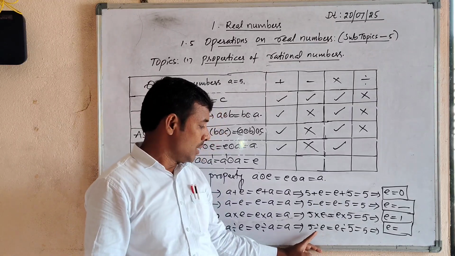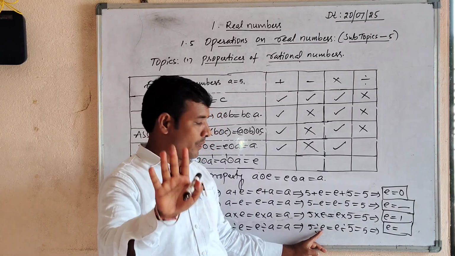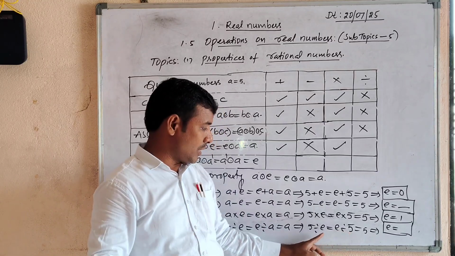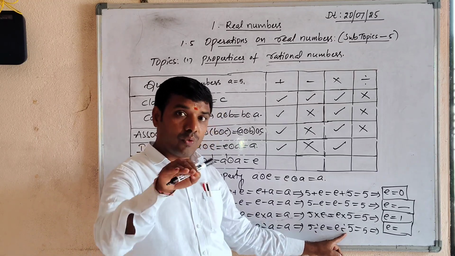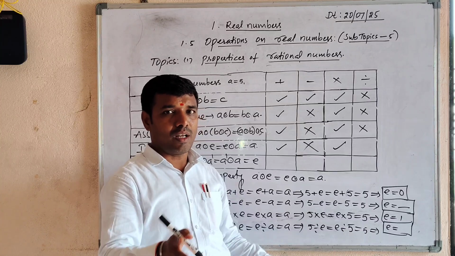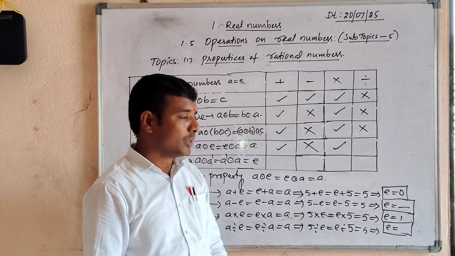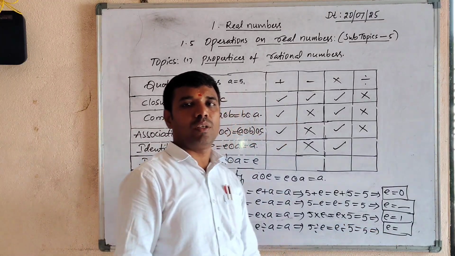Friends, let us see. 5 divided by 1 is 5. 1 divided by 5 is 1 by 5. Left side is 5, right side is 1 by 5. That is wrong, no? Left side is not equal to right side. So there is no chance to find an E value.